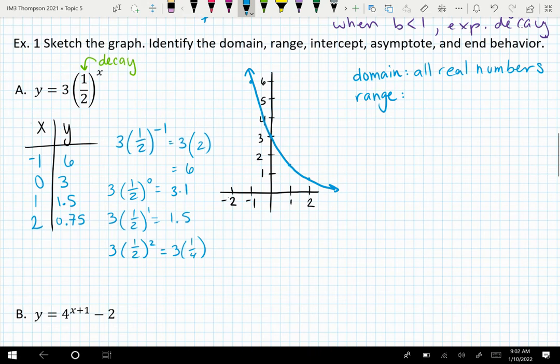And the range is going to be similar to before. Where does the graph exist vertically? Well, I can go up forever, but when I come down, I'm going to hit this threshold here, this x-axis, and I can't pass that. So I don't have any negative values for my range. So if I use set notation, it'll look like that.